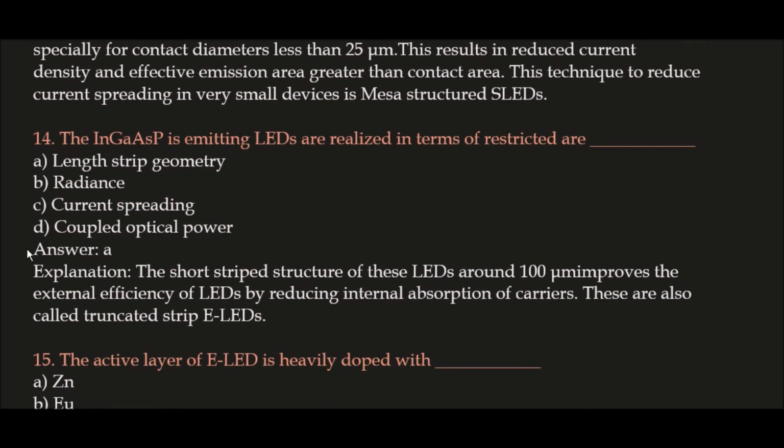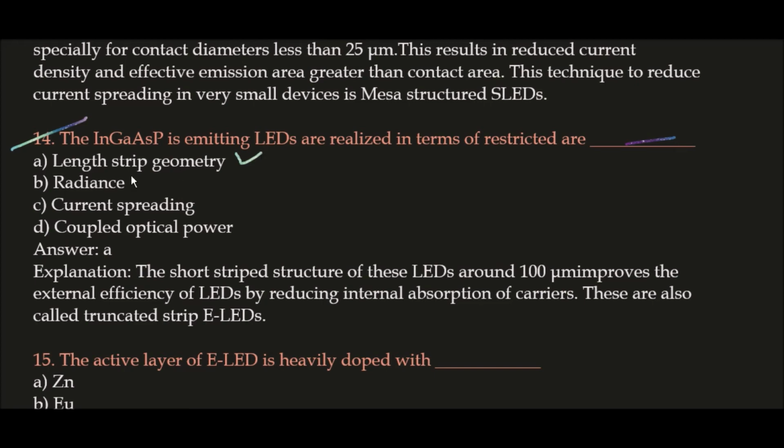Okay. Next question. The InGaAsP emitting LEDs are realized in terms of restricted blank space. Here correct answer is option A, length strip geometry. The short striped structure of these LEDs, around 100 micrometers, improves the external efficiency of LEDs by reducing internal absorption of carriers. These are also called truncated strip ELEDs.